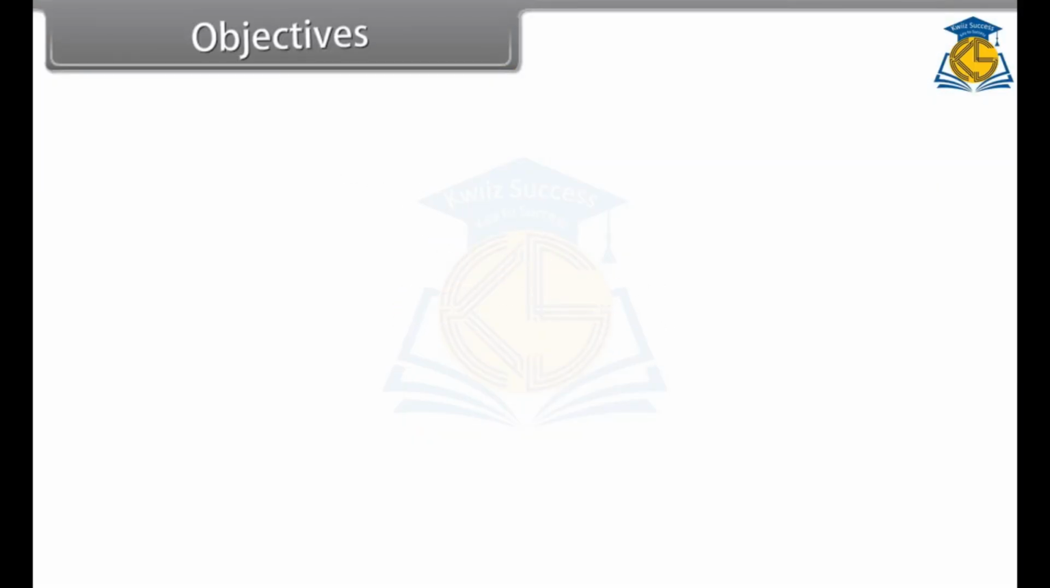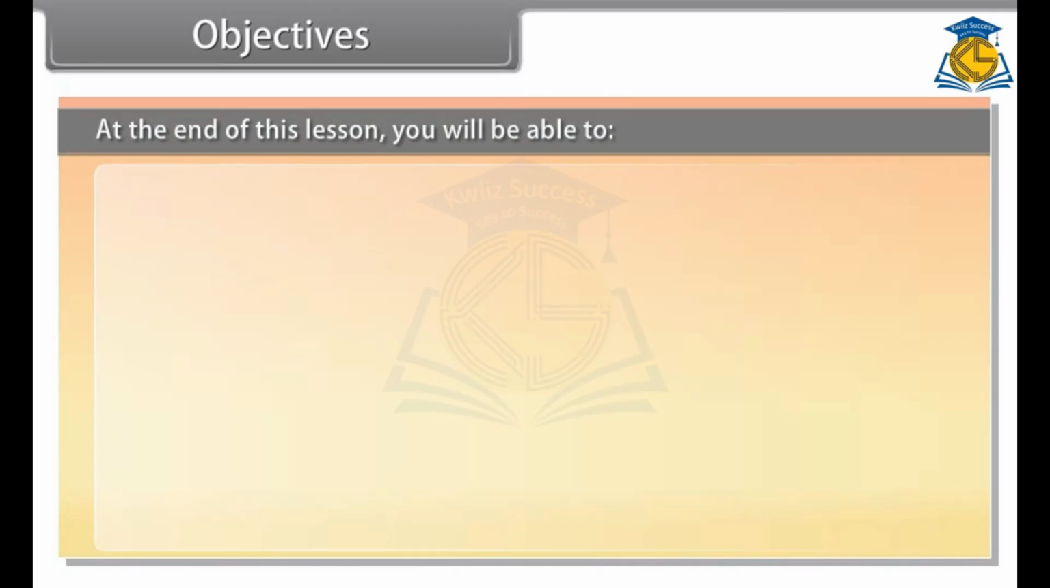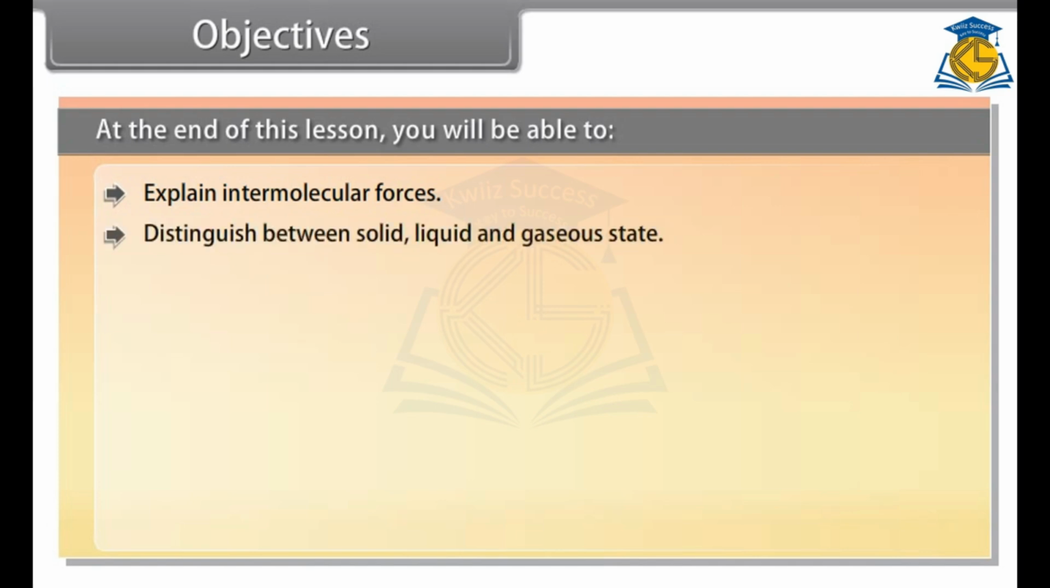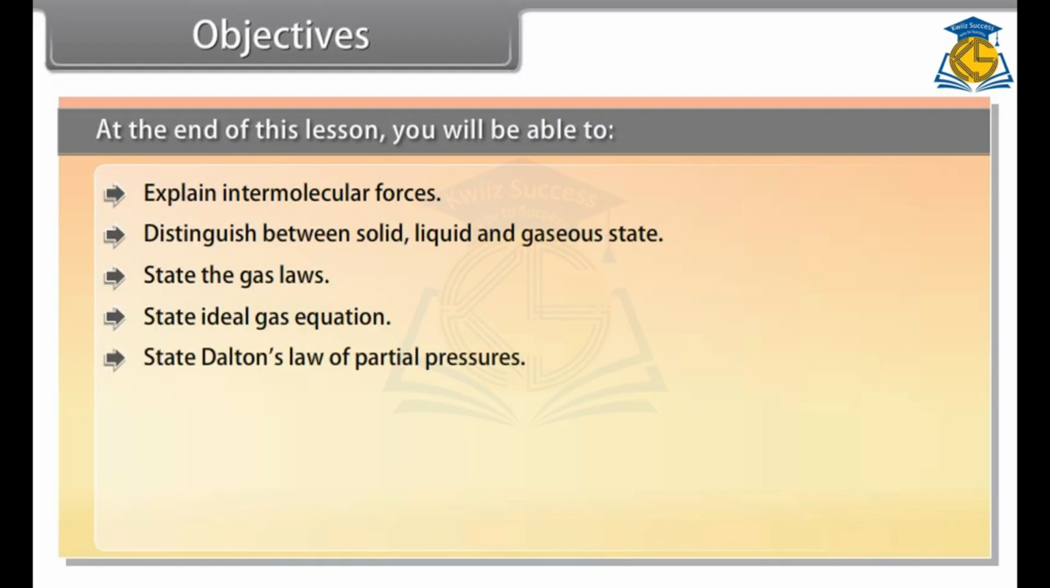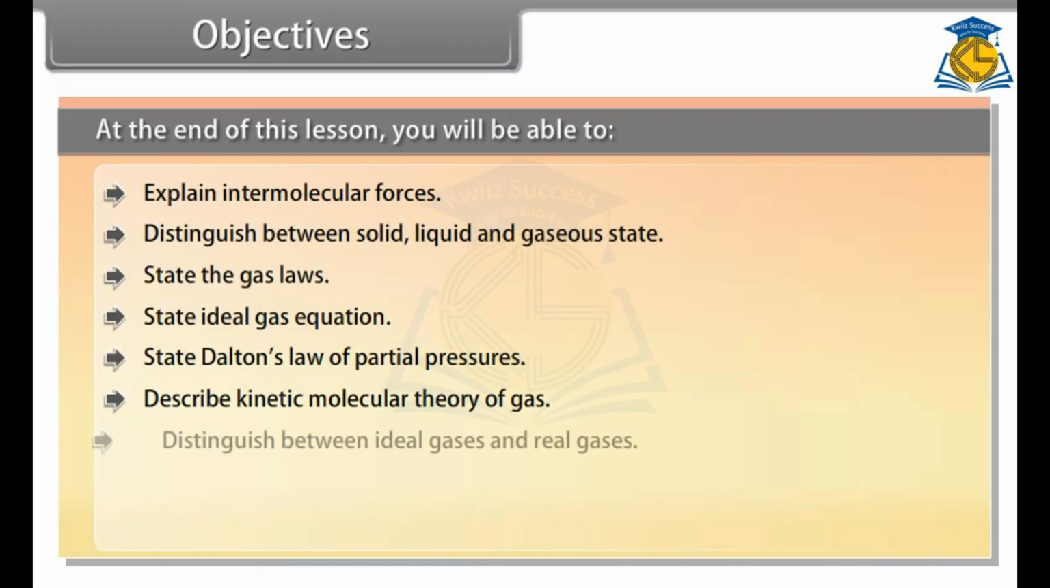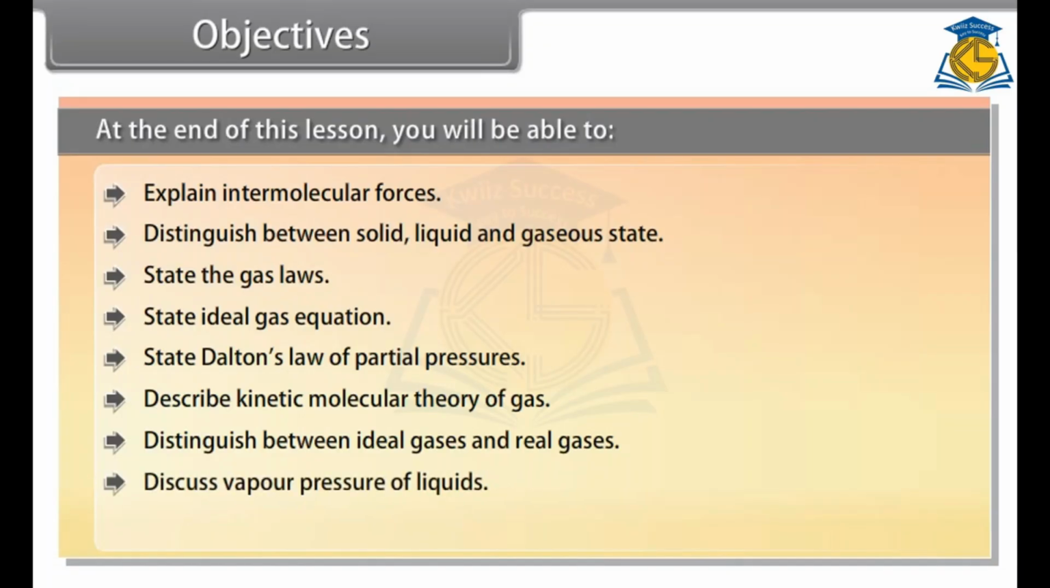Objectives. At the end of this lesson, you will be able to explain intermolecular forces, distinguish between solid, liquid and gaseous state, state the gas laws, state the ideal gas equation, state Dalton's law of partial pressures, describe the kinetic molecular theory of gas, distinguish between ideal gases and real gases, discuss vapor pressure of liquids, define surface tension and viscosity.